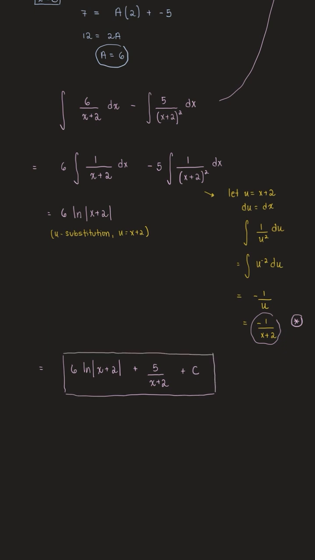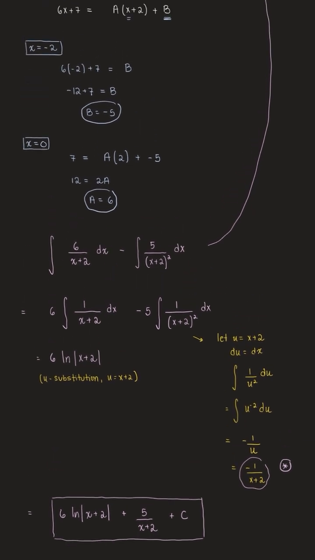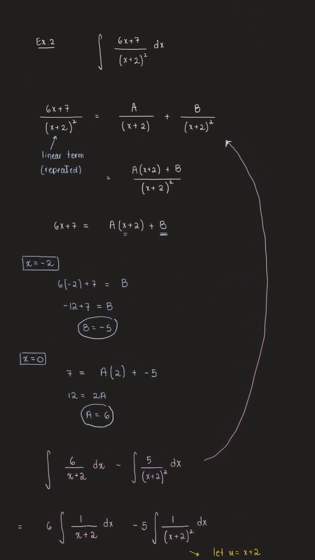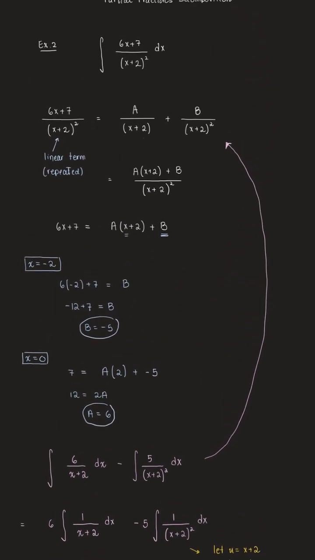So in this example, we saw that we had a repeated linear factor, and so we needed a contribution for the linear factor itself plus the linear factor squared. If it were cubed, we would need x + 2, (x + 2) squared, and (x + 2) cubed.